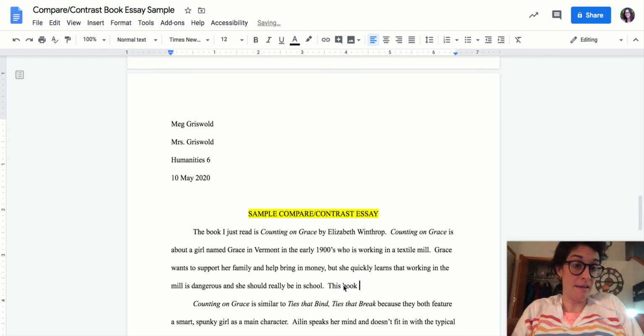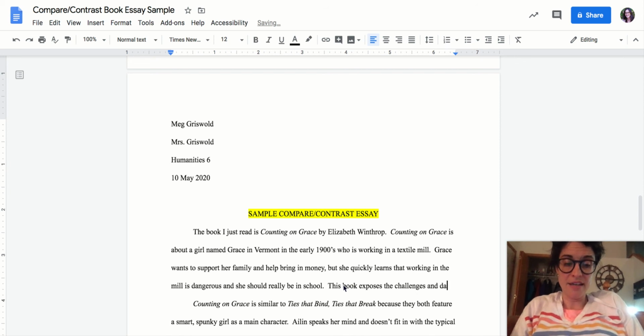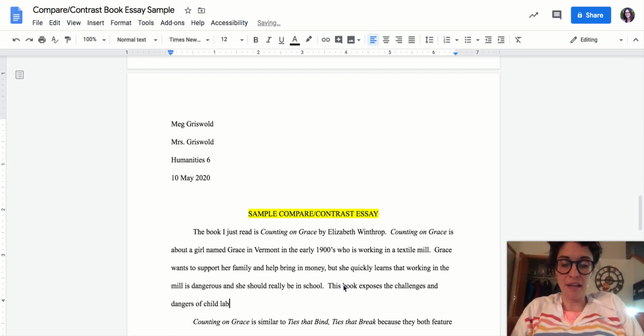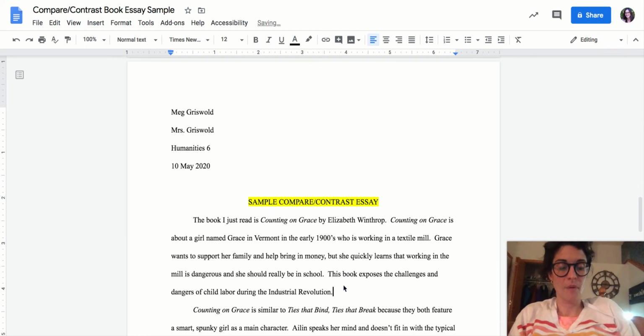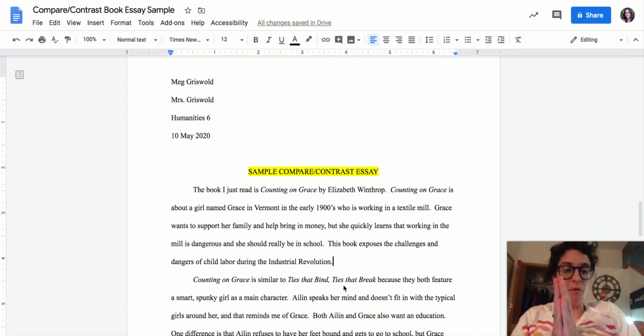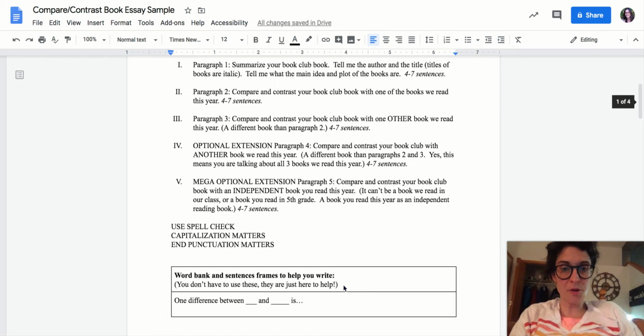This book, I didn't need a fourth sentence. I realized it said 4 to 7, I only had 3. This book exposes the challenges and dangers of child labor during the Industrial Revolution. Okay, now, so we got that. Let's just scroll back up and check.